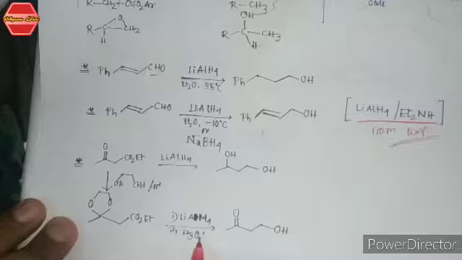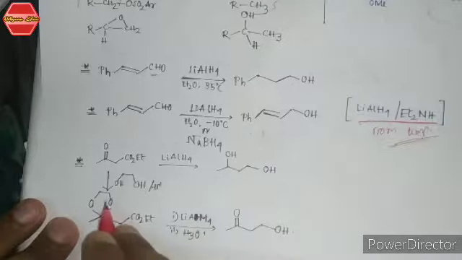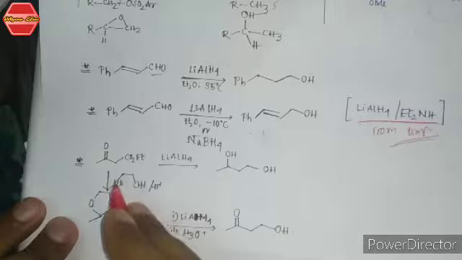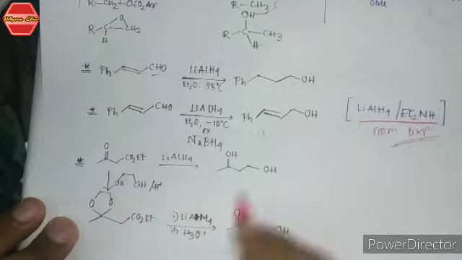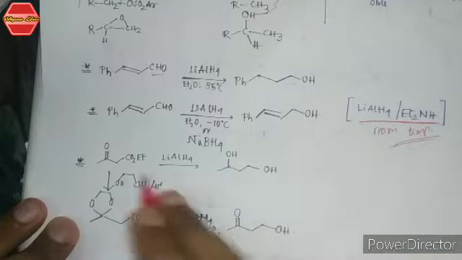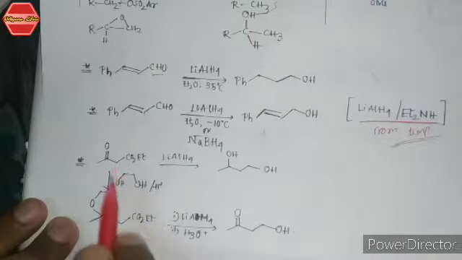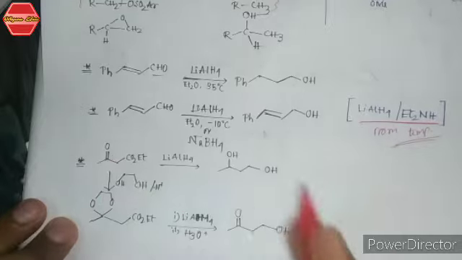Now see, here water is used in order to deprotect this acetal form. This acetal form is deprotected to form the ketone. Okay, so this product can be achieved by this process. So this is how the reactions proceed.